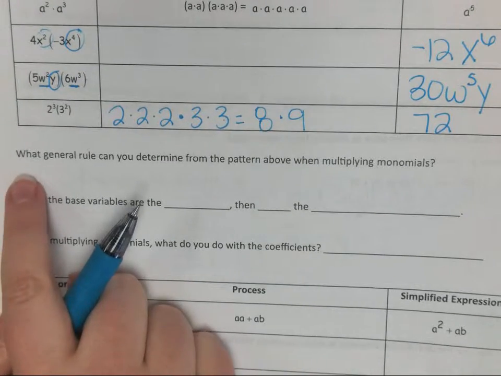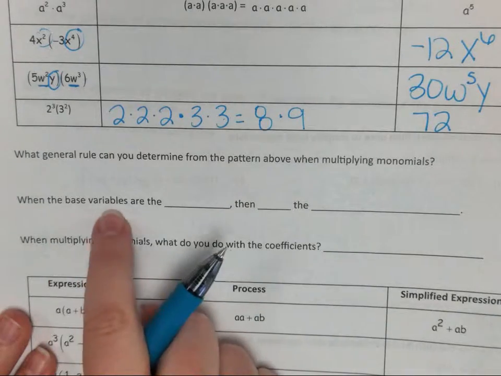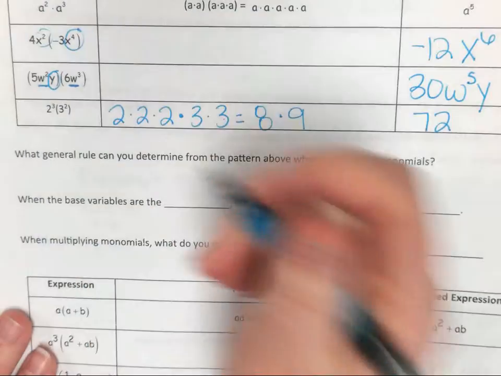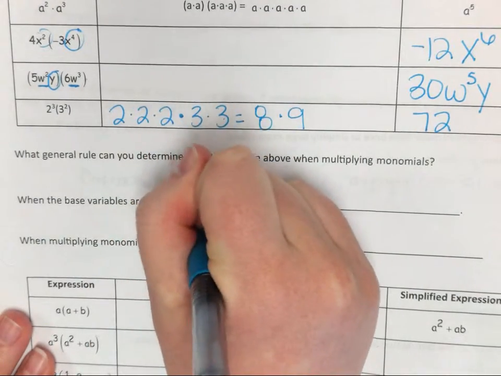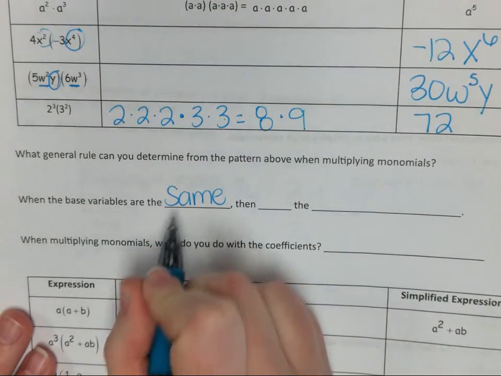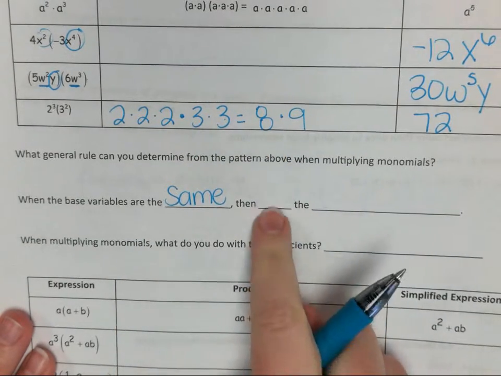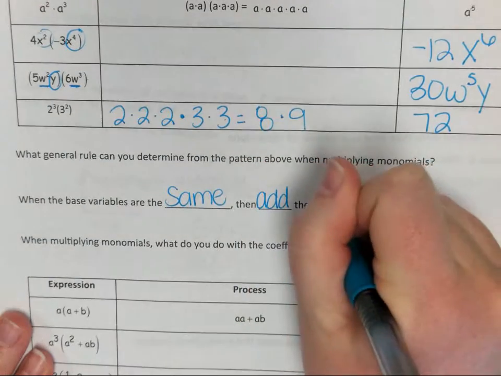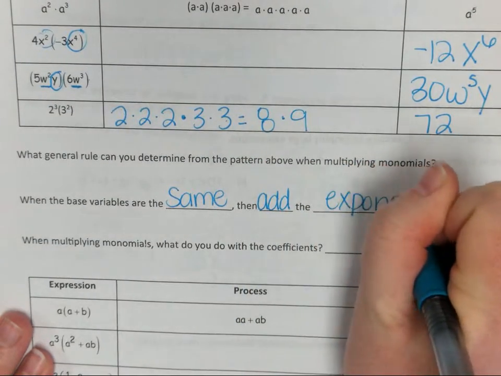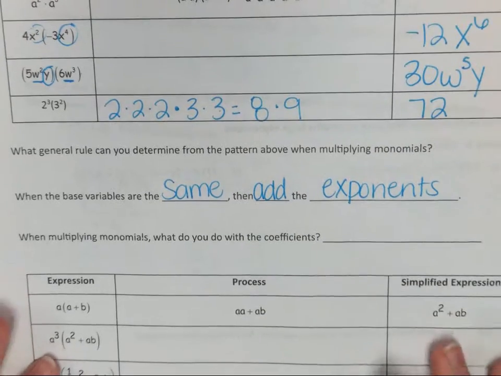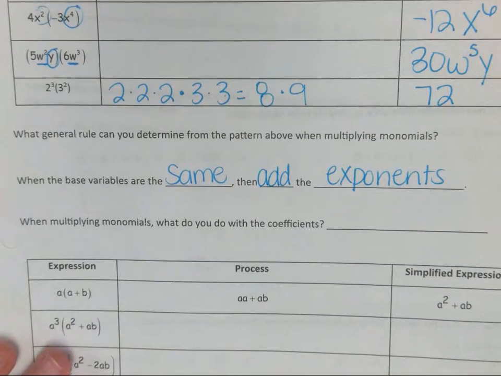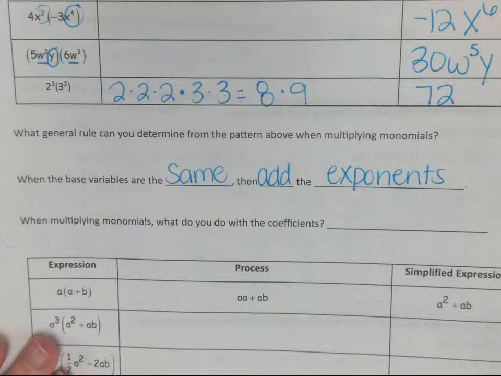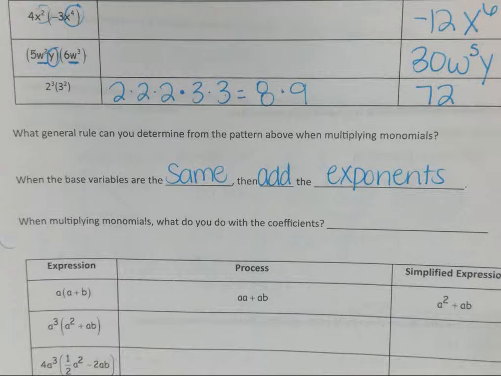Okay? So, our general rule is when base variables are the same, they have to be the same, that's very important, then we do what with the exponents? Add the exponents. Okay, we have done that before. That's what we did with our exponent laws in our last unit. So we're going to apply them in just a different way.